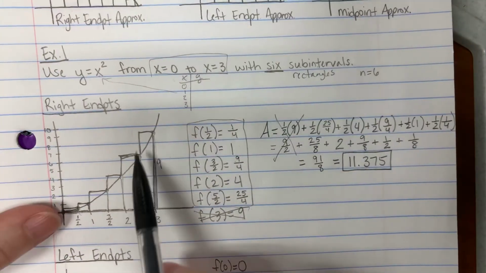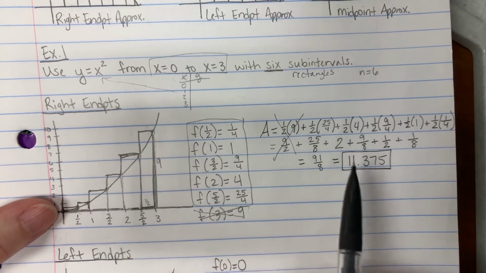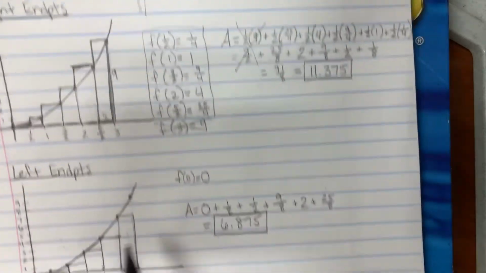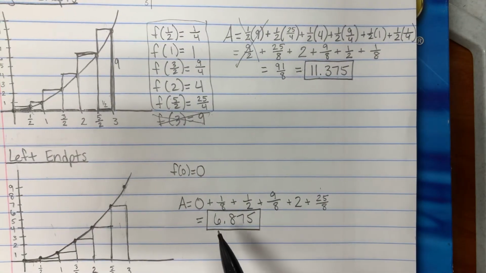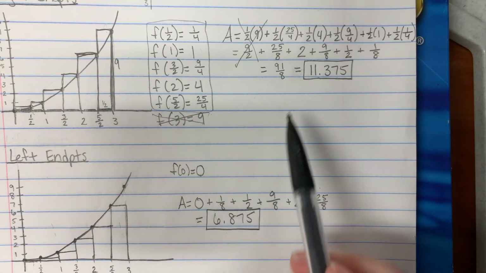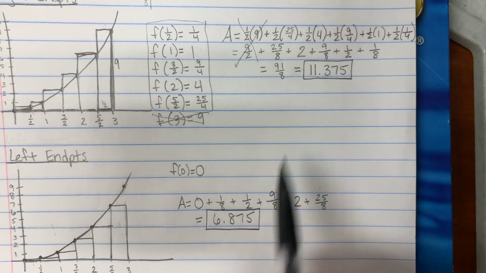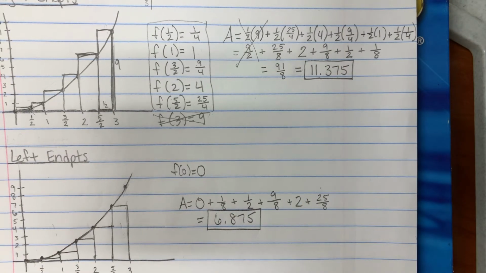So remember, this one was over the curve, right? So that's an over approximation. This one's under the curve, so that's an under approximation. So my true answer is somewhere between 6.875 and 11.375. I'm not sure exactly where, but it's somewhere in between there.